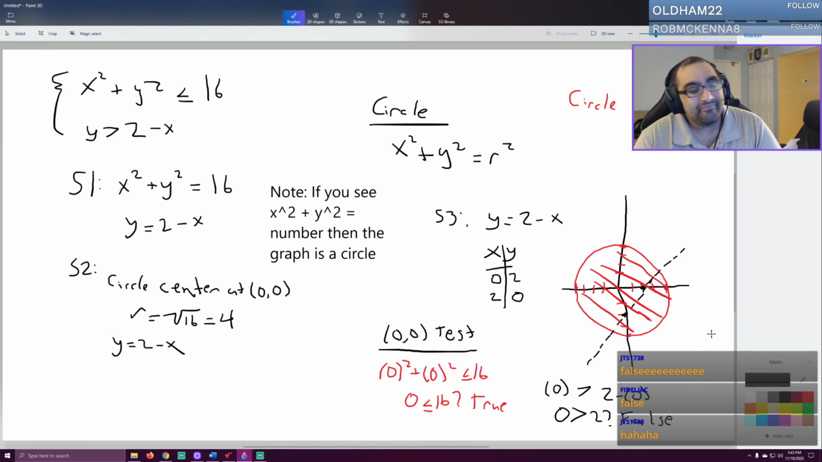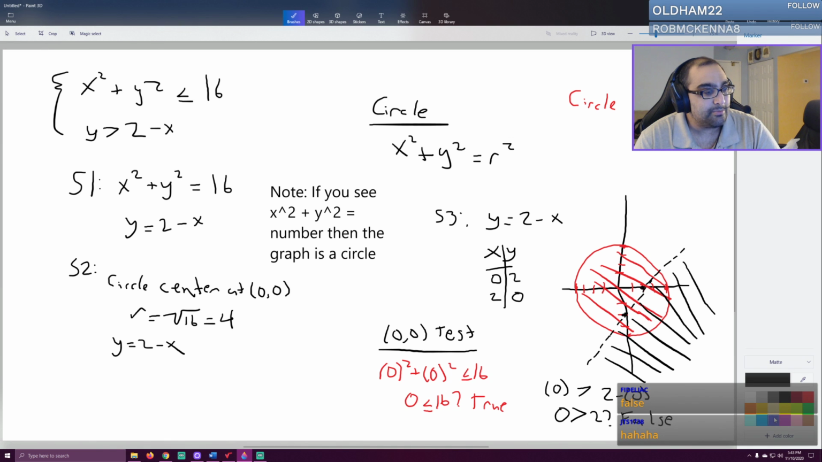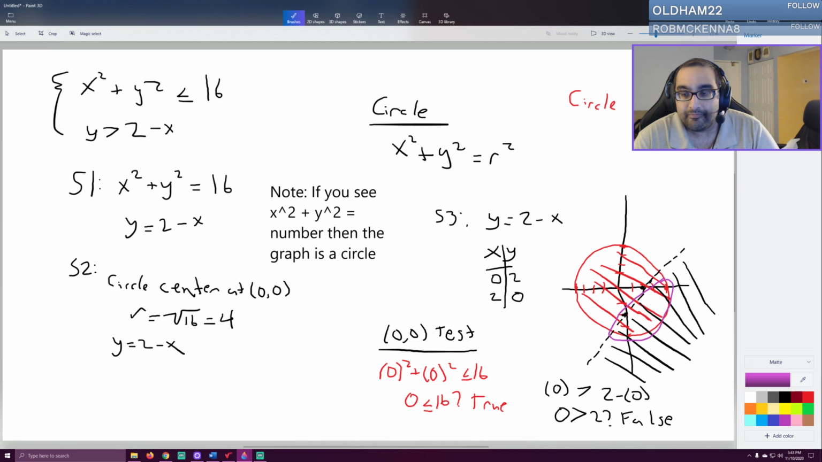Okay. All right. Now, due to this being false, we're going to shade the side that does not include 0, 0. So we're going to shade this side here in black, since we're looking at just the dotted line. So we can see where the yellow and the black overlap. I'll put this in purple here. That's going to be right inside the circle, just like so. So this area inside the circle that I've circled in purple is going to be our winner. All right, that's the solution set in this case.